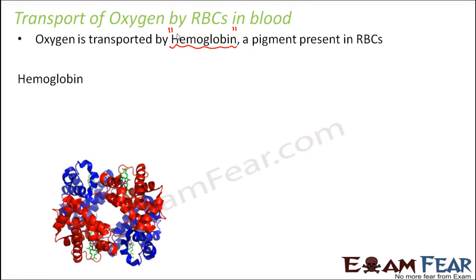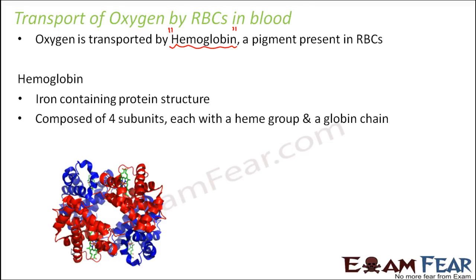What is hemoglobin? Hemoglobin is nothing but a protein. This is how the structure of hemoglobin looks. It is an iron-containing protein structure. As you know, protein structures are always complex. Where is the iron present? Hemoglobin is composed of 4 subunits, each with a heme group and a globin chain. What are the 4 subunits? Here you can see the green colored structures 1, 2, 3, and 4. These are the 4 subunits and all of them have iron in them. That is the speciality of hemoglobin.